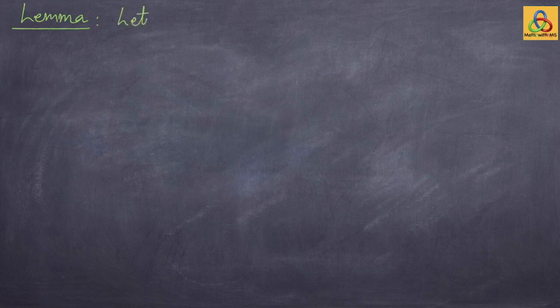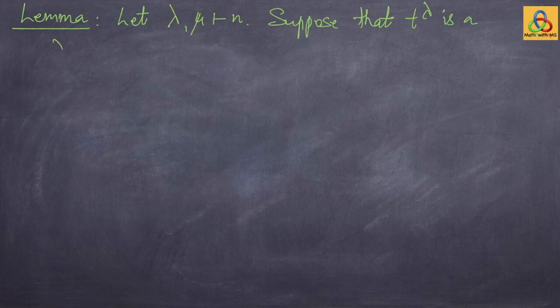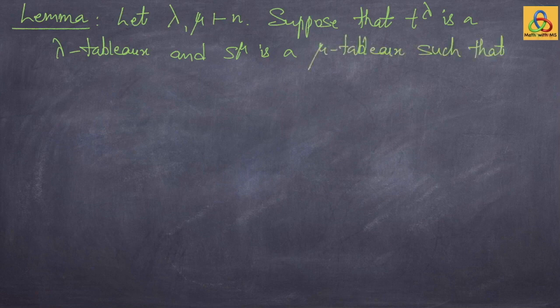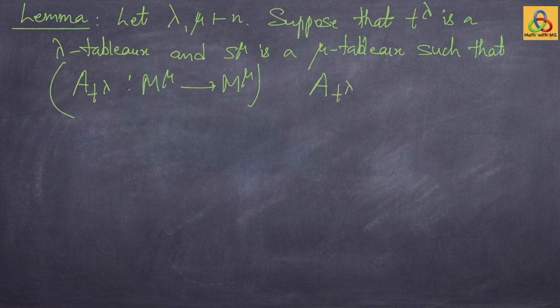Let lambda and mu be two partitions of a positive integer n. Suppose that T lambda is a lambda tableau and S mu is a mu tableau, such that, look at the operator A of T lambda. This A of T lambda is an operator from M mu to M mu, such that A of T lambda acting on this mu tabloid, the class of S mu, is non-zero. Then the partition lambda is bigger than or equal to mu in terms of the domination order.